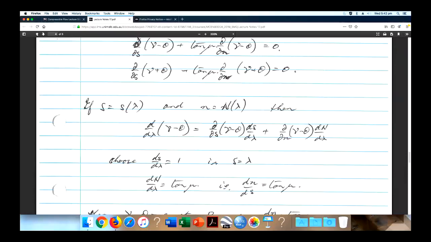Supposing that s was a function of some parameter lambda, and n was also a function of lambda. Supposing that were true, then I could go back to this first equation and say that nu minus theta is also a function of lambda, because it's a function of s and n. So my question is, what is d d lambda of nu minus theta? Well, just mathematically, d d lambda of nu minus theta would be dds of nu minus theta times ds d lambda, plus ddn of nu minus theta times dn d lambda. That's just mathematics.